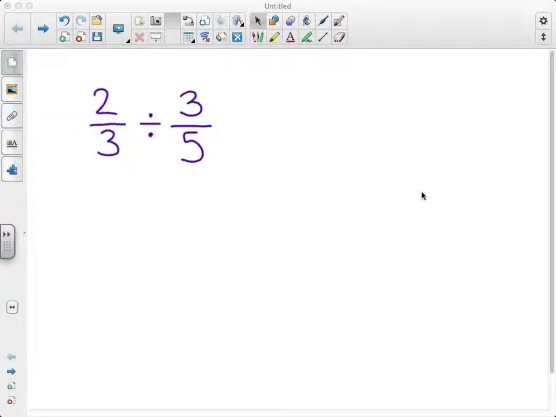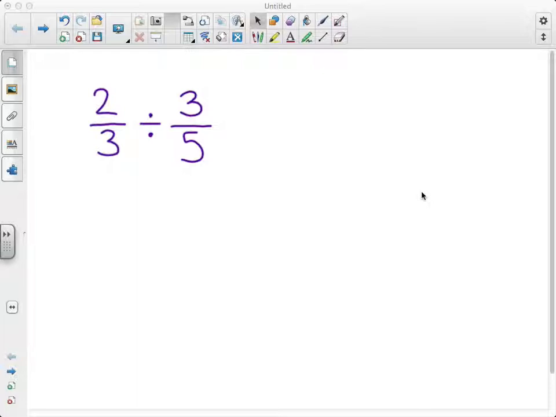Today we're going to do some division of fractions, similar to what you have on your homework tonight. There were 3 methods that we used. The first method that we learned was a method using the multiplicative inverse. So instead of dividing, we multiplied.